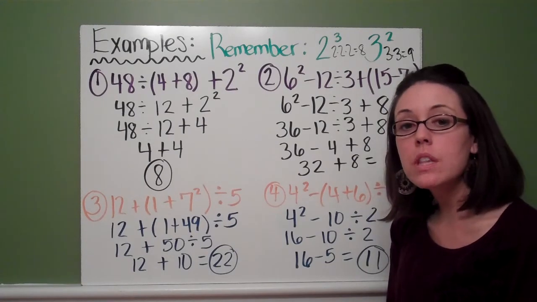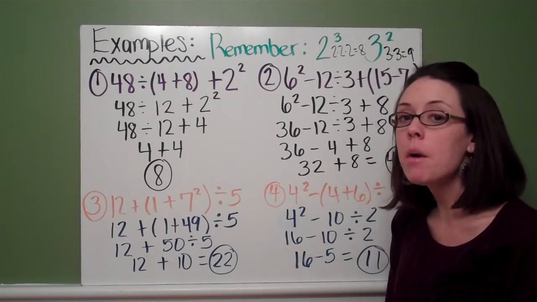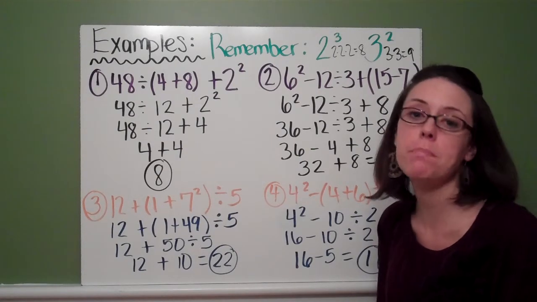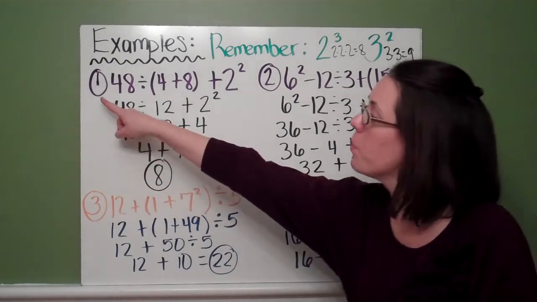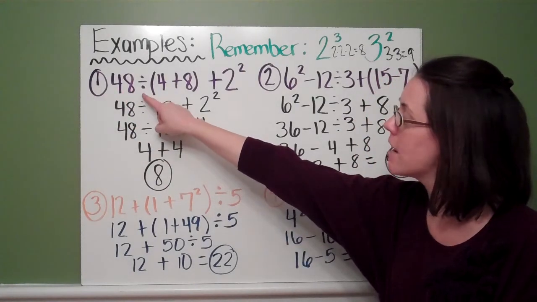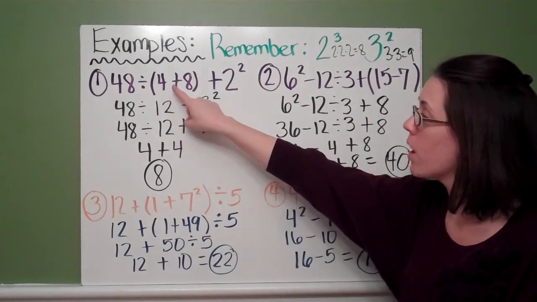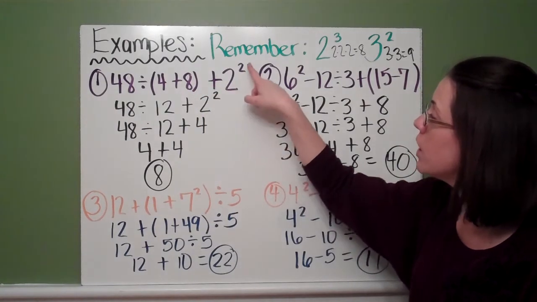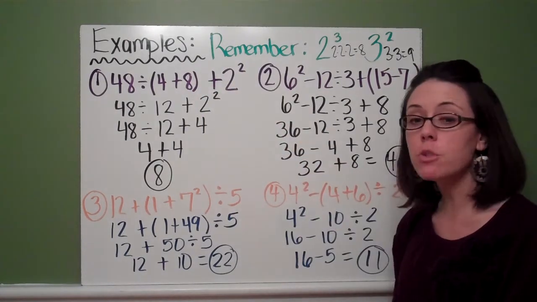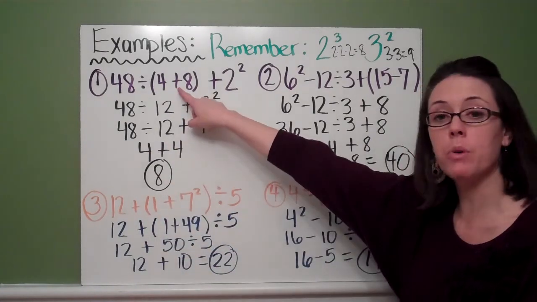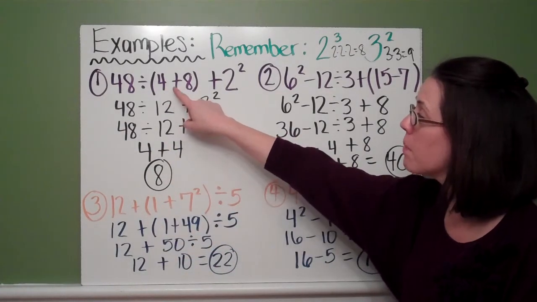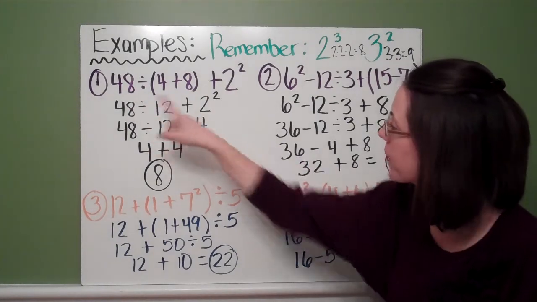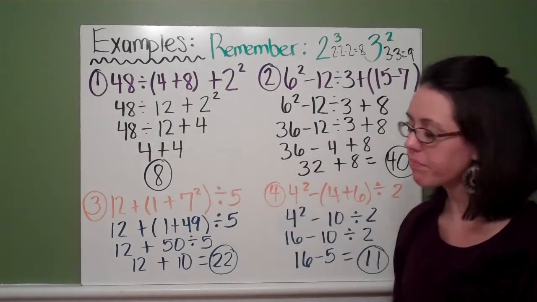Examples. We're going to use the order of operations to help us evaluate these expressions. We are going to use PEMDAS. Example 1, 48 divided by parentheses 4 plus 8 in parentheses plus 2 squared. First, we have parentheses, so we're going to do our parentheses. 4 plus 8 equals 12. Then we just bring down the other numbers.